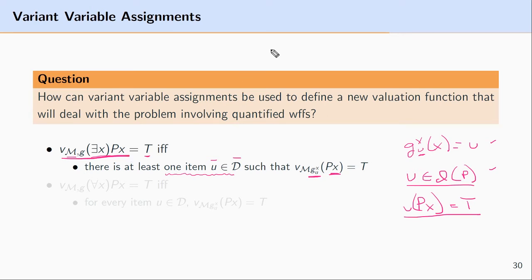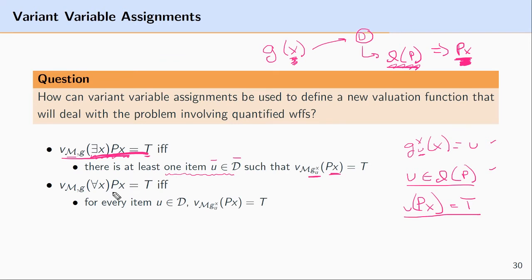Perhaps a simpler way of putting it is we are looking for a variable assignment where x denotes some item in the domain, and if that item in the domain is in the interpretation of the predicate, then P x will be true. And if P x is true, then E x P x is true. If there is no item in the domain that we can let x denote that's found in the interpretation, then P x will be false, in which case E x P x is false.